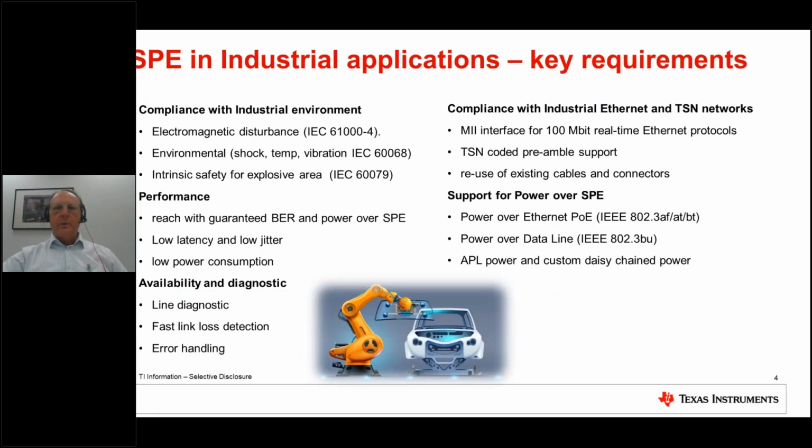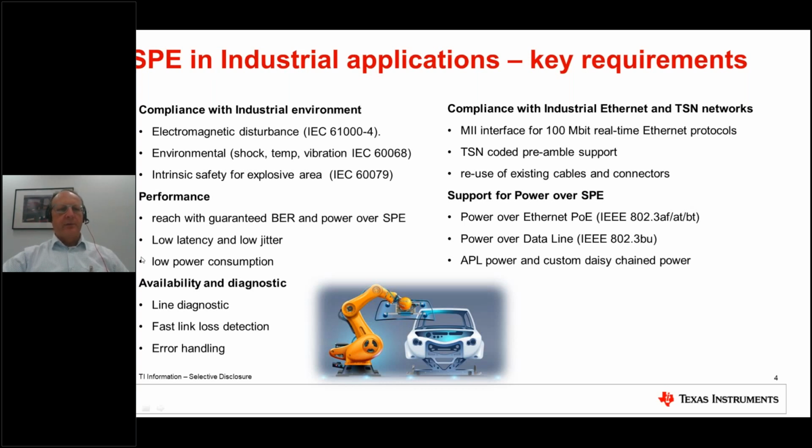Okay, now what are the key requirements to put single pair Ethernet in industrial applications? There are various categories. Of course, the industrial environment is harsh, in terms of EMC, electromagnetic disturbance, and electrostatic discharge. So there's a standard for EMC compliance and ESD compliance. There's another standard for the mechanical and physical variations: mechanical shock, vibration, or fast temperature variation. When you put this in an explosive area, there's a standard for intrinsic safety with certain requirements. So your application with single pair Ethernet needs to comply with the industrial environment.